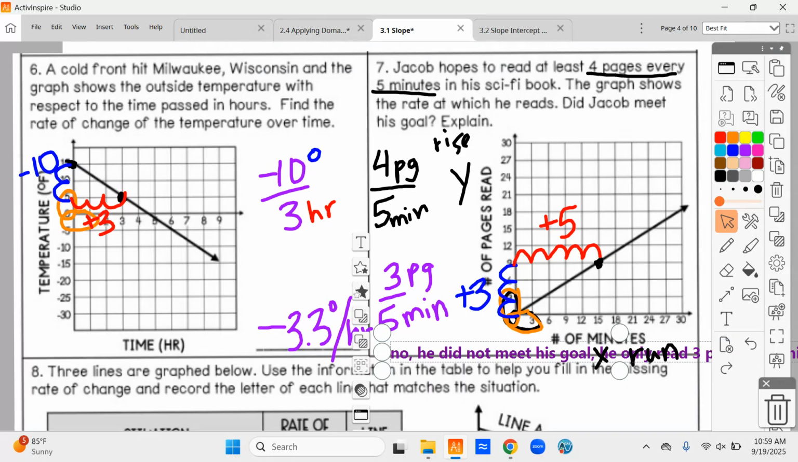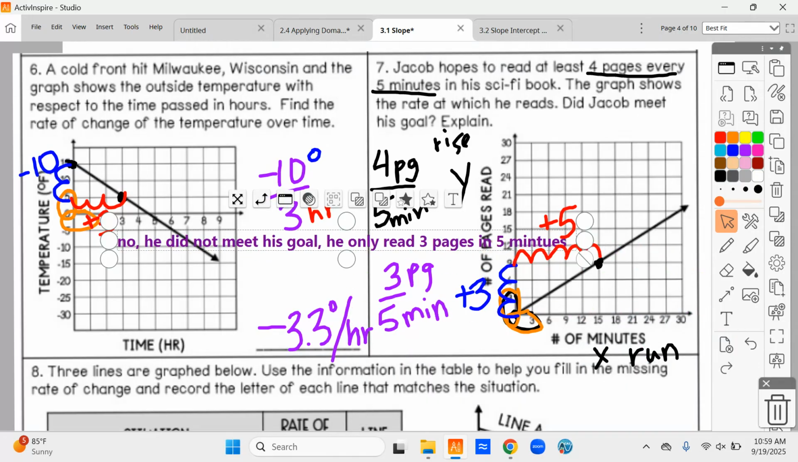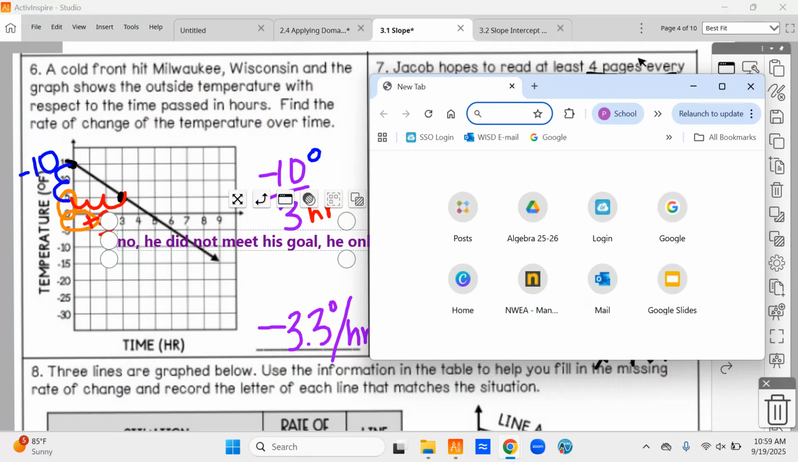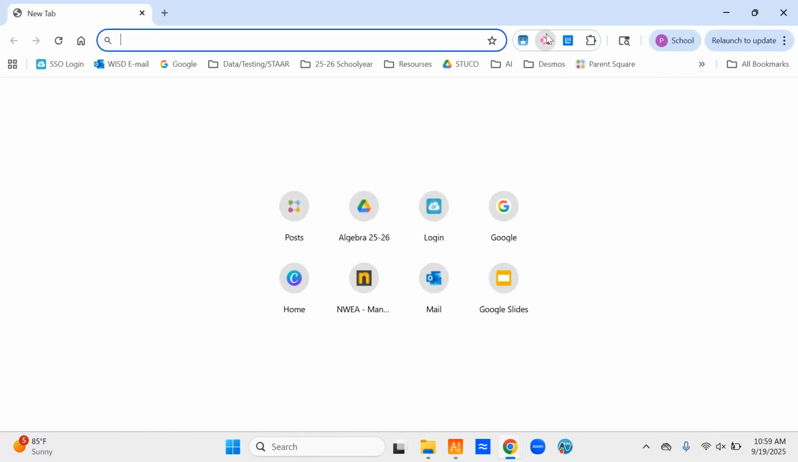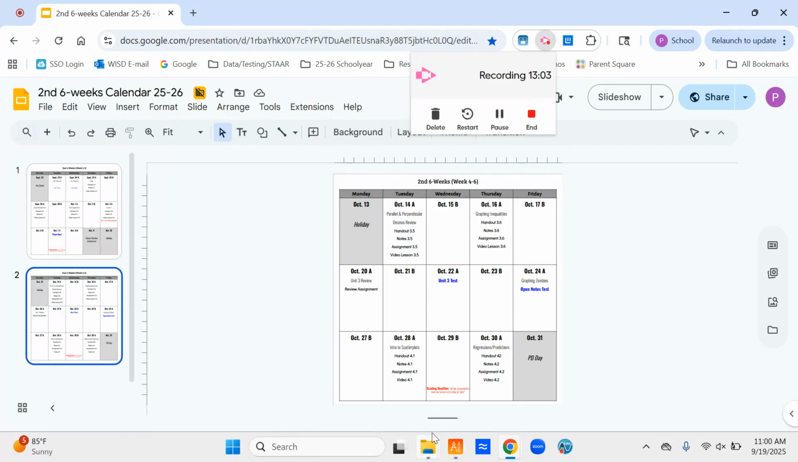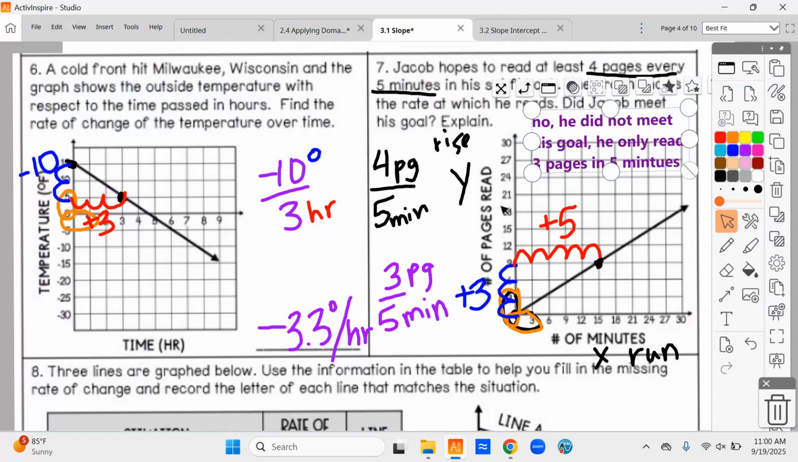All right, let me make that so it's visible here. Excuse me, if it'll cooperate. And it's frozen. We love technology. All right, we're back to working, and I wrote the words up here.